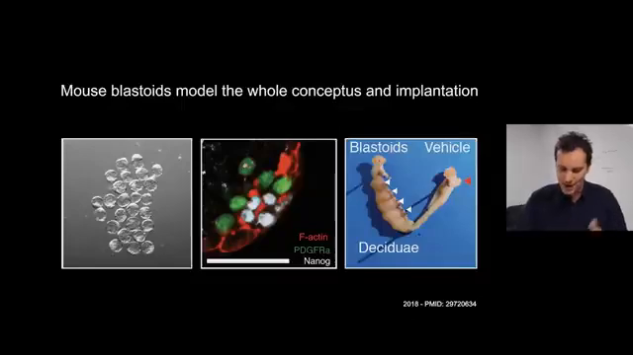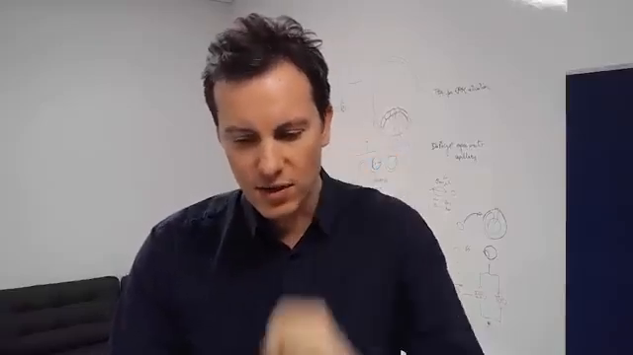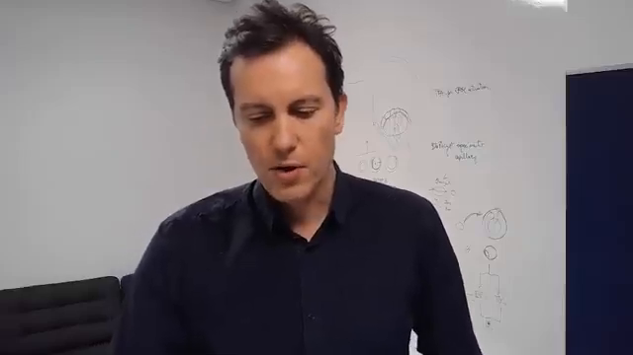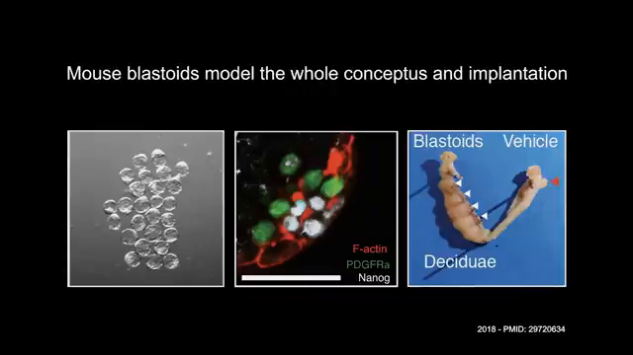And because blastoids are modeling the pre-implantation stage, they could be transferred inside the uterus of a pseudo-pregnant mouse where they implanted. And you can see here on the left horn, we transferred the blastoids. On the right horn, we did not. And what you can see here is that the uterus is reacting by forming a cocoon around it. This cocoon is called a decidua.